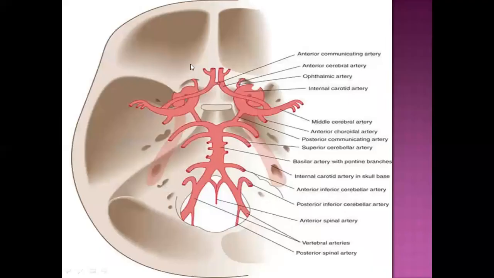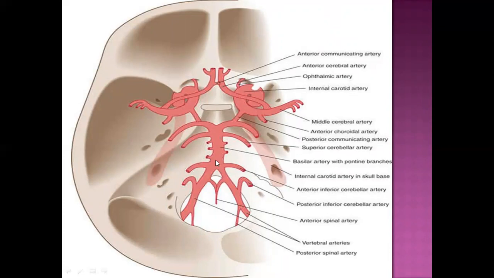So this is the circle of Willis. It is present in the subarachnoid space. These are the anterior cerebral arteries. These are the middle cerebral arteries. These are the posterior communicating arteries. These are the posterior cerebral arteries, and this is the basilar artery. The vertebral arteries are branches of the subclavian arteries. At the lower border of the pons, they join with each other and form the basilar artery, and the basilar artery then terminates in the posterior cerebral arteries. So this is the circle of Willis.